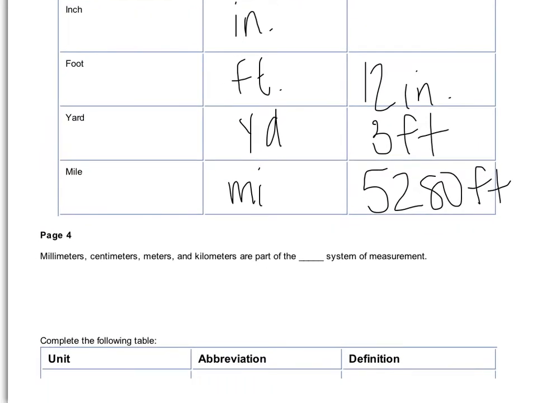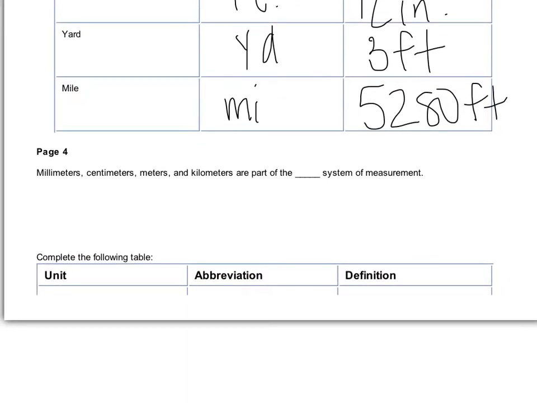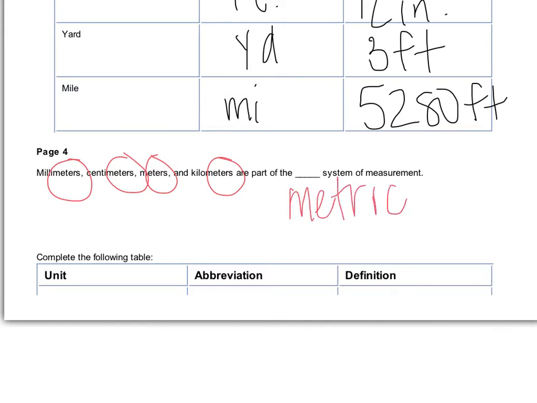The other types of measurements we can talk about are millimeters, centimeters, meters, and kilometers. Notice all of these have the word meter in them. If it has the word meter in it, it's part of what we call the metric system, and that's what you use in your science classes for the most part. It also includes everything with liters, like milliliter.